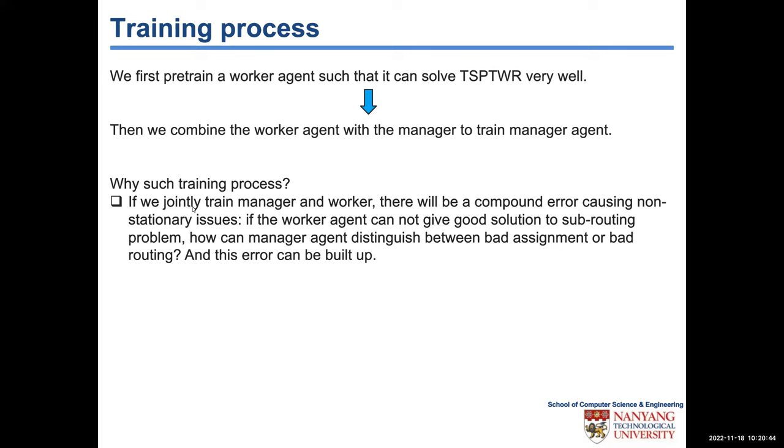If we train the manager and worker jointly, there will be a compound error causing non-stationary issues. So if the worker agent cannot give good solutions to the sub-routing problem, how can the manager agent distinguish between a bad assignment or bad routing? And this error can be built up.